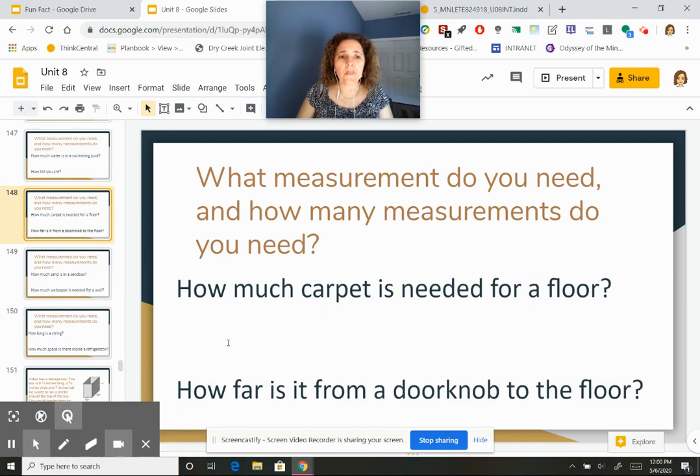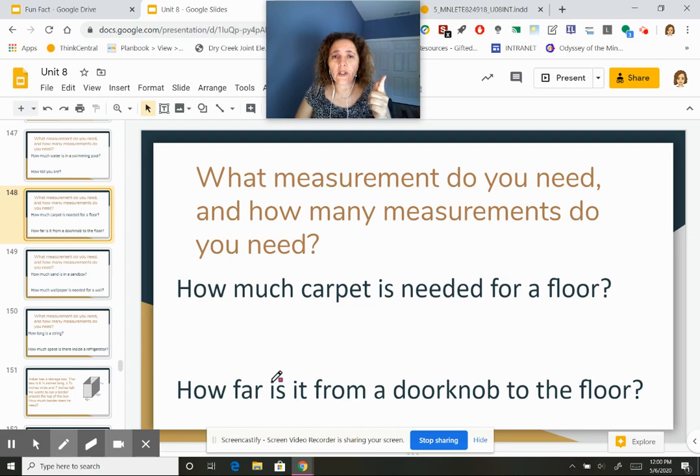All right. So what measurements do you need and how many measurements do you need? How much carpet is needed for a floor? Are you going to use length? Are you going to use area? Or are you going to use volume? Okay. How much carpet is needed for a floor?